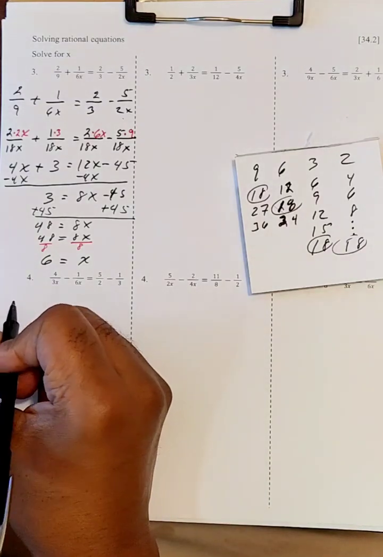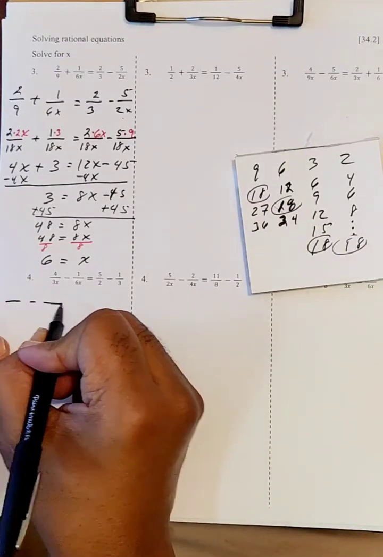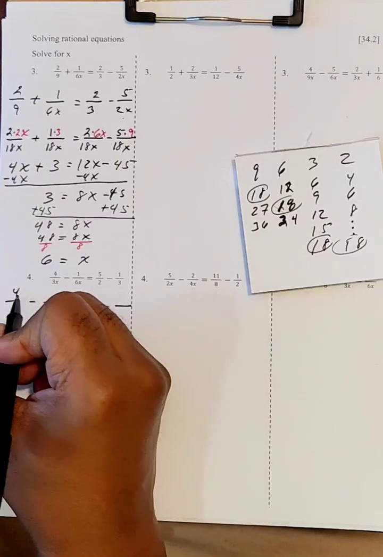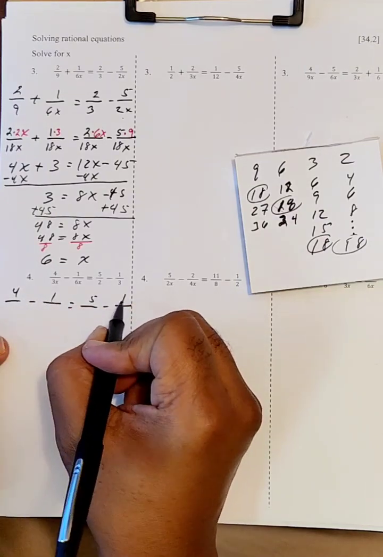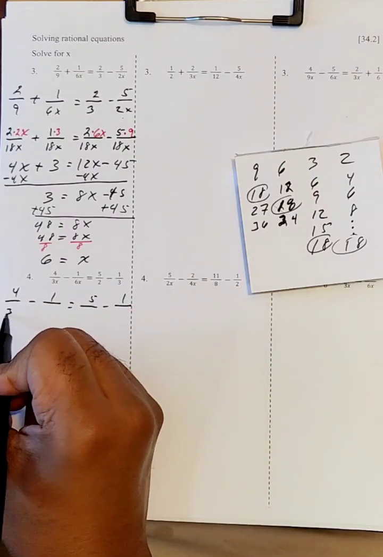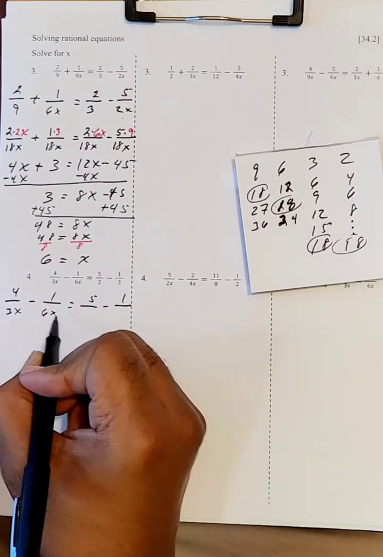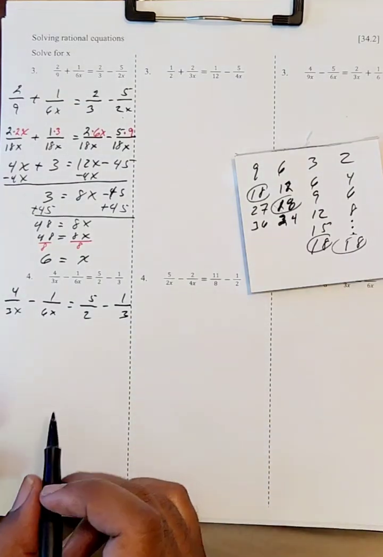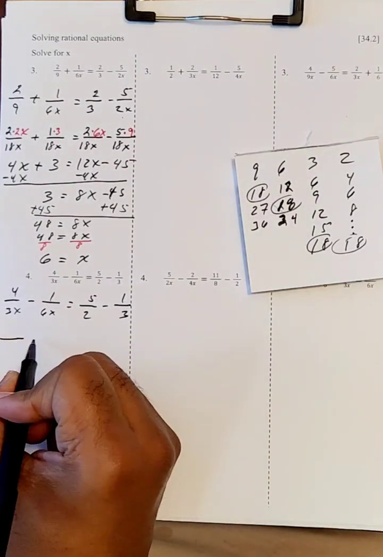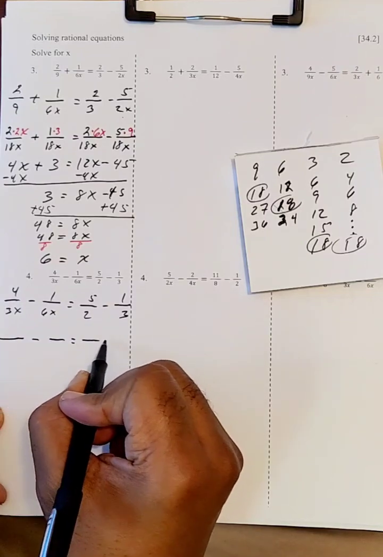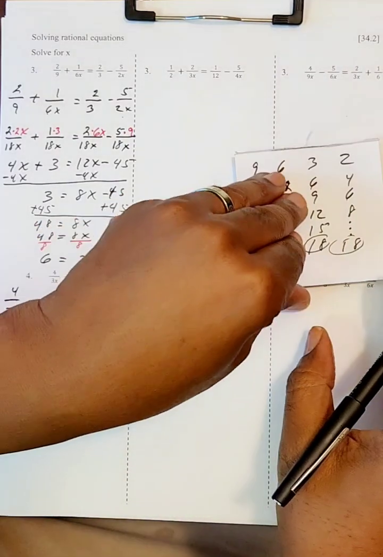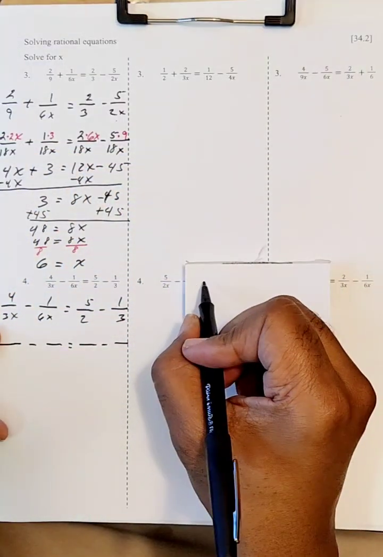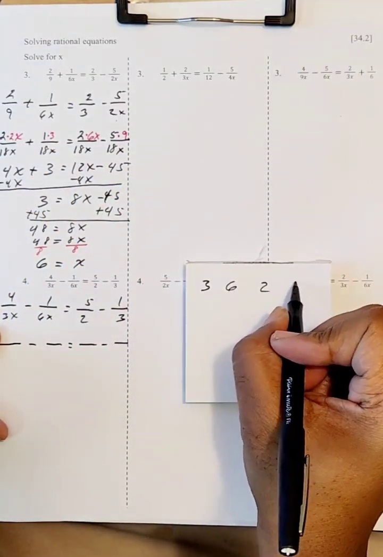The next one, we have a fraction minus a fraction equals a fraction minus a fraction. Our numerators are 4, 1, 5, and 1. Our denominators are 3x, 6x, 2, and a 3. Okay, so let's create new fractions all with the same denominators. All right, our denominators are 3, 6, 2, and 3.